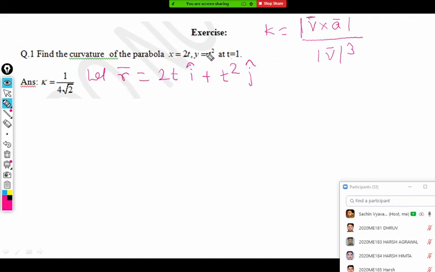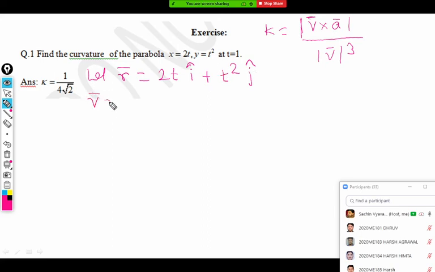So this is the equation of a parabola, and you will cross check also. You will observe here if you take x square, x square is 4t square, so x square is equal to 2y. X square equal to 2y is the equation of that parabola. Okay, so that is a parabola in Cartesian form, but right now we have it in vector form.